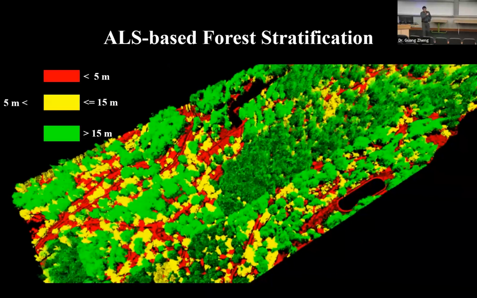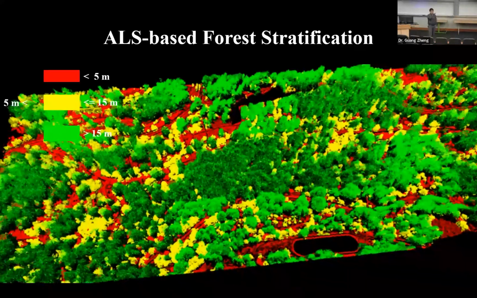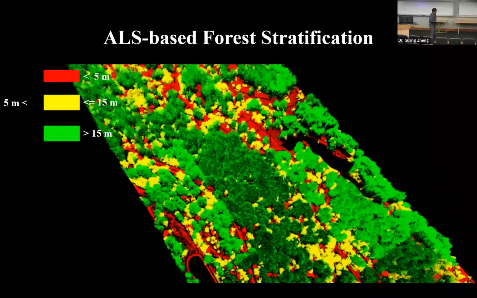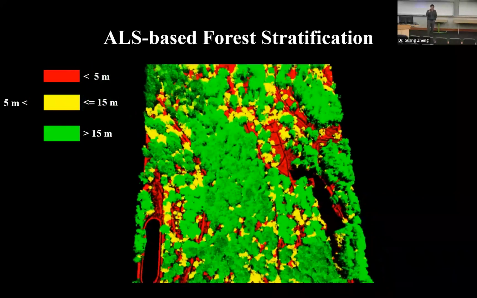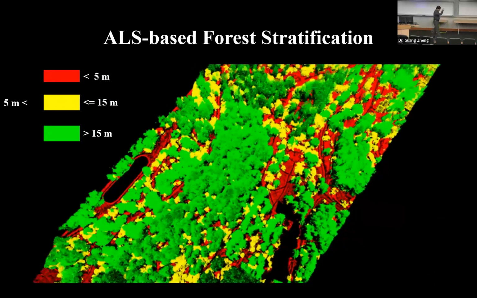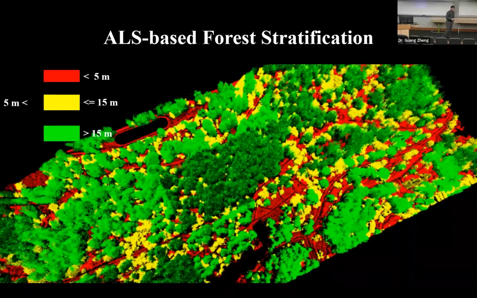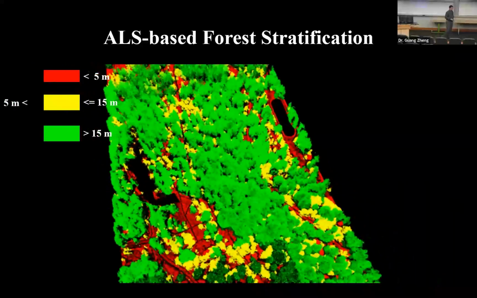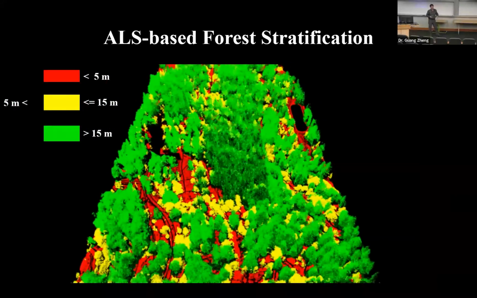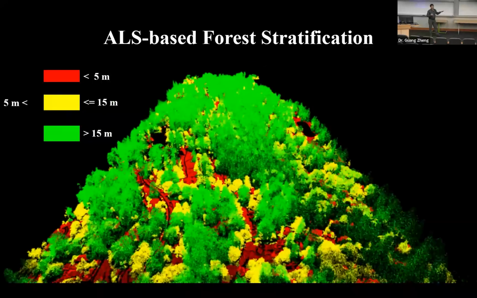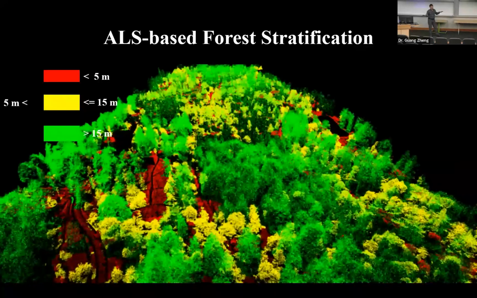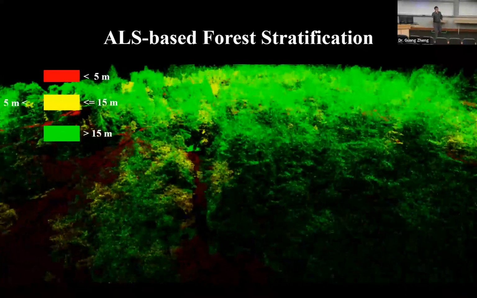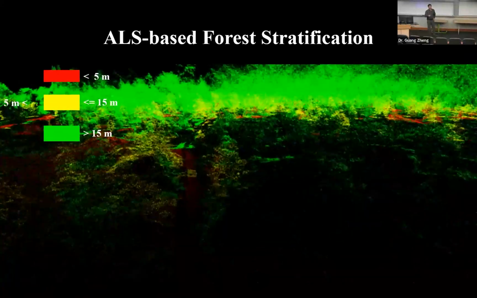Okay, based on the tree crown segmentation, we can do the stratification. And we can set up some specific height thresholds. And you can see here, all of the green points represent the trees whose heights are higher than 50 meters. But the yellow ones are just ranging from 5 meters to 50 meters. And all the red points are lower than 5 meters. So that's talking about the stratification of the forest vertical structures.